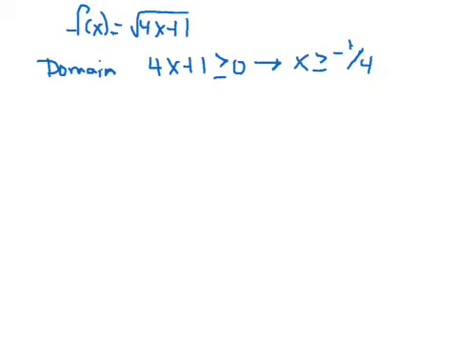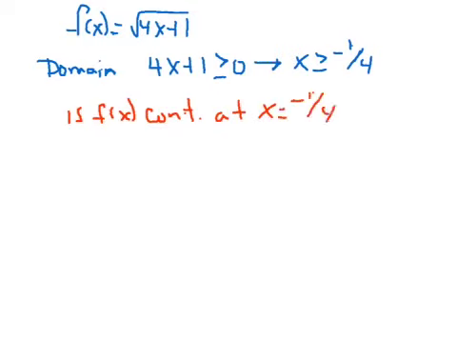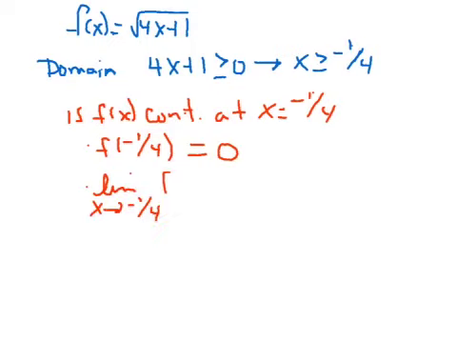So now we know if we pick any number greater than or equal to negative 1/4, we're going to make sure that then f of x is a real value. Now essentially we need to look at two pieces of that domain. The first part is, is f of x continuous at x equaling negative 1/4? Well, the first thing is, does f at negative 1/4 exist? Well, we know it exists because we've defined it as part of our domain, and the value of that would be 0. The second part is, does the limit as x approaches negative 1/4 exist?